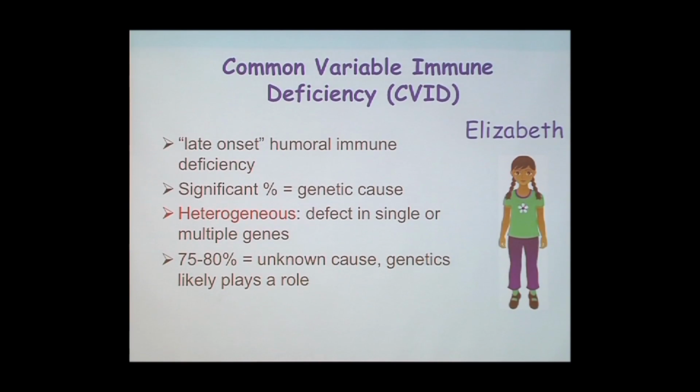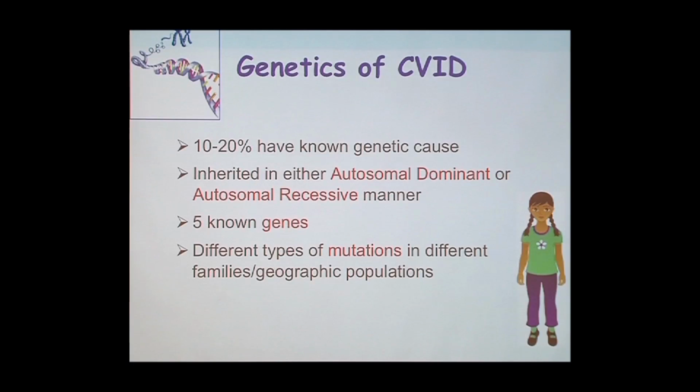And I gave you little information last time about the genetics of this disorder, and shared with you that about 10 to 20% of individuals with this disease have a known genetic cause. The others, the cause is not clear, but there's likely some genetic component. But for these individuals, it's a known genetic cause where they have a defect in a particular gene, one of 5 genes, and it's inherited in either autosomal dominant or autosomal recessive manner.